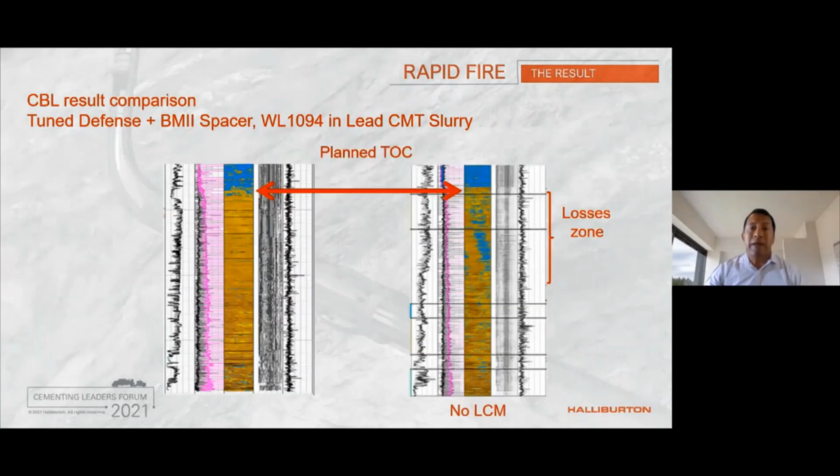This additional slide of a bond log comparison shows the top of cement with and without the Tuned Defense LCM package. With the LCM package, and without it to the right. So in this slide, it can be clearly observed the positive impact that the LCM spacer approach plus the LCM material in the lead slurry had on achieving the top of cement goal as per plan.